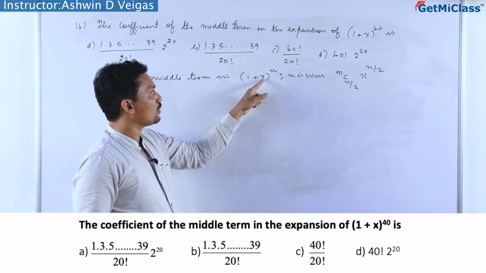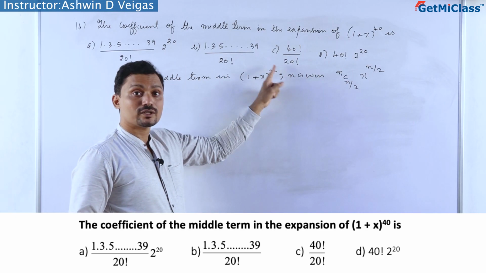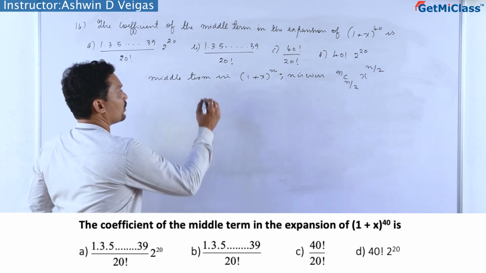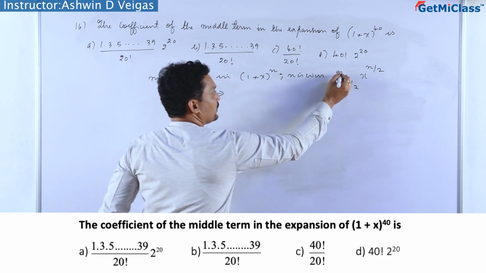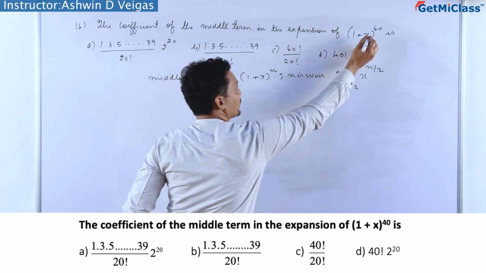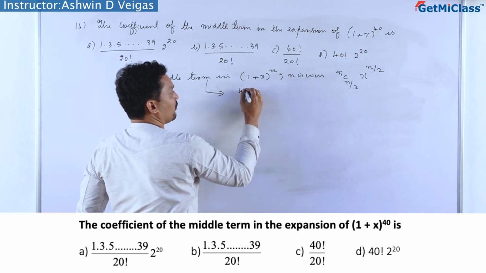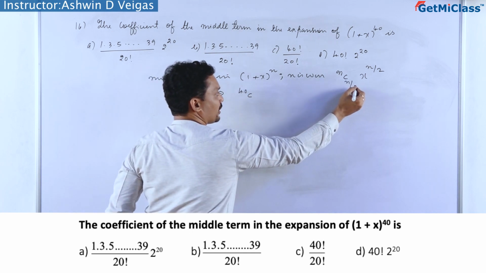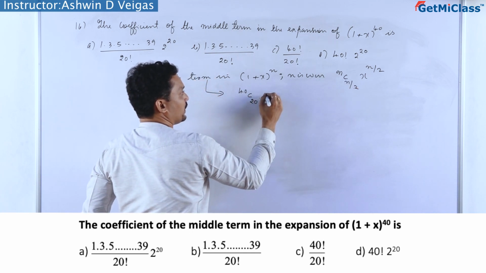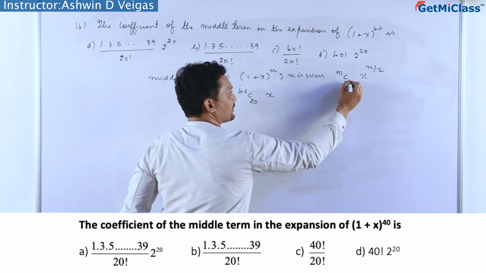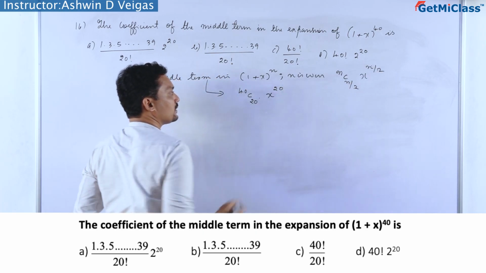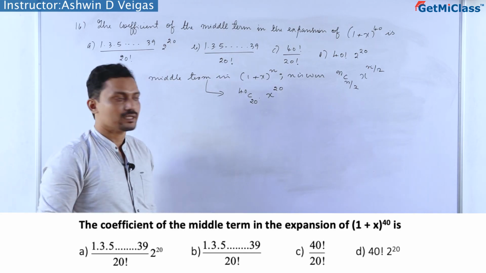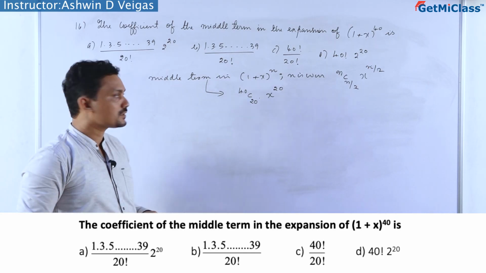So, if you take (1 + x)^40, since 40 is an even number, the middle term is nothing but nC(n/2). So, n is 40, so it will be 40C(40/2), that is 40C20, into x^20. The same coefficient should be written here, that is 20 should be written here. So, this is the middle term. In fact, this is actually the answer of this question.